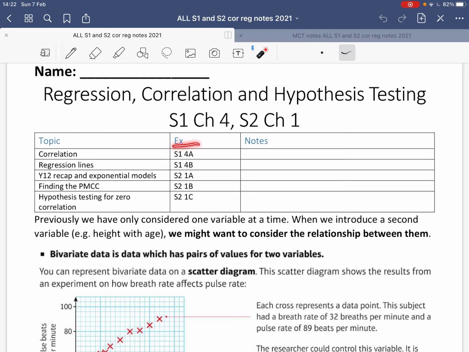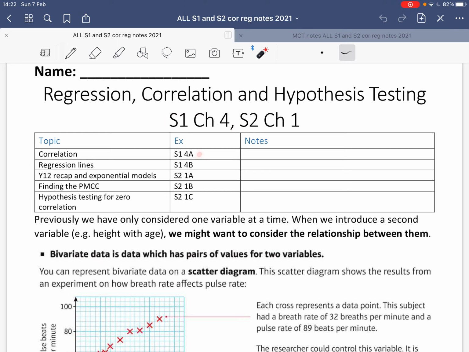This was chapter 4 in the S1 book that I was talking to you about, which is basically correlation that we already know from GCSE. A little bit of new stuff from regression lines, but we can do the whole of chapter 4 in one lesson. So that's what we're going to do today, the whole of chapter 4.